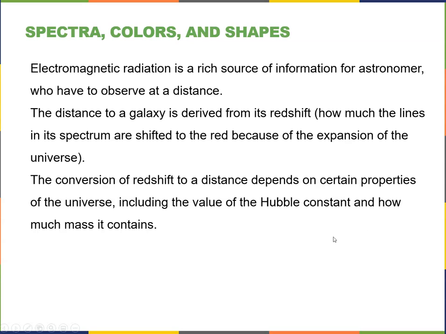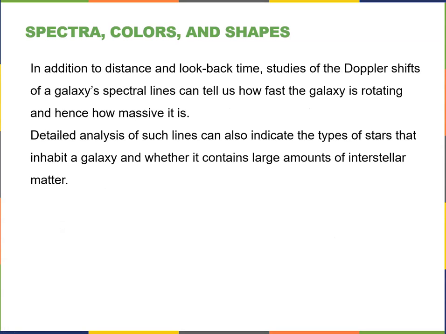In addition to distance and look-back time, studies of the Doppler shifts of a galaxy's spectral lines can tell us how fast the galaxy is actually rotating. And that is how we can determine the mass of the galaxy. Detailed analysis of these lines can also tell us the types of stars that inhabit a galaxy, and whether or not it contains a lot of matter.